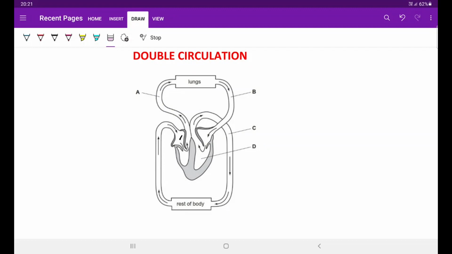Today's topic is double circulation in human beings. Till now we are very clear about the anatomy of the human heart, and we know that the human heart is four chambered, clearly demarcated into right and left chambers, two atria and two ventricles.